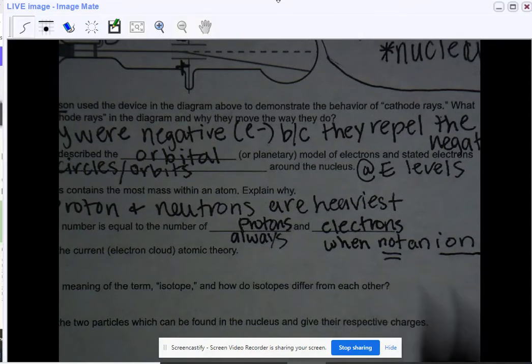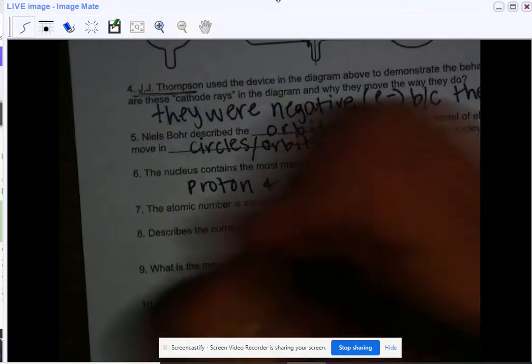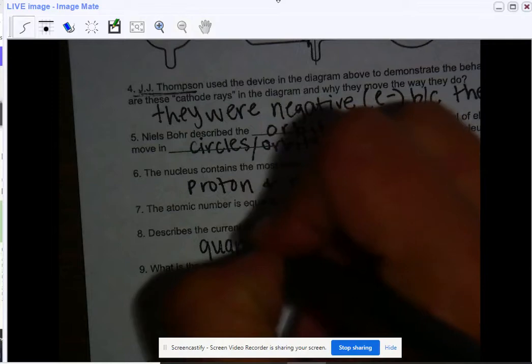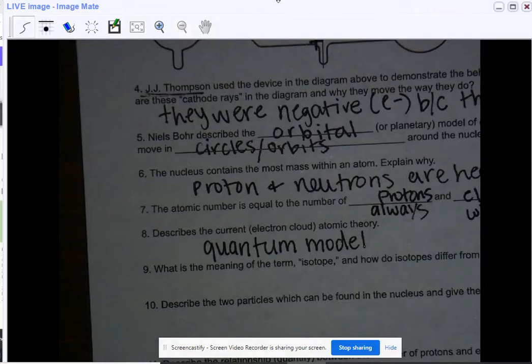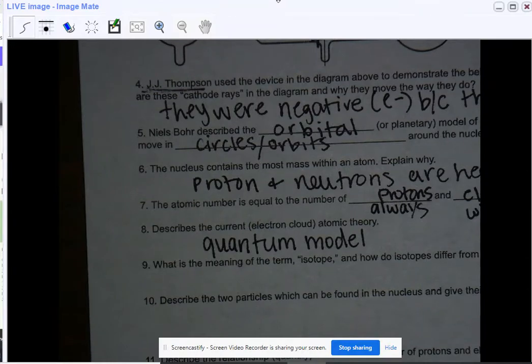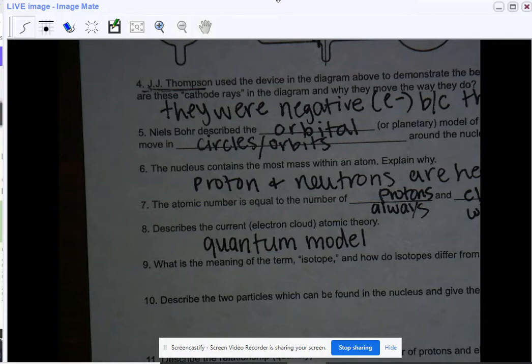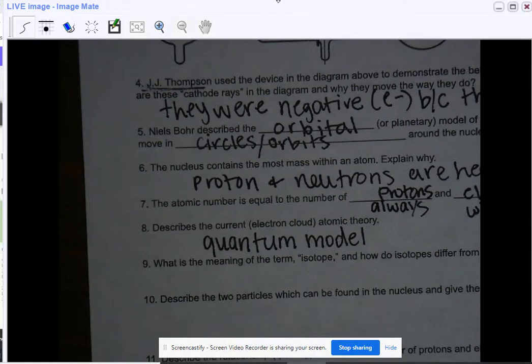Number 8. Describe the current electron cloud atomic theory. We are actually not going to describe it, but please put the word quantum. Quantum model, because you might see that word tomorrow. I did my best to change it always to cloud, because that's how we learned it, but if you happen to accidentally see quantum, that's what we're talking about. Verbally, I'll just tell you the quantum model or the electron cloud model takes it out of those orbits. They're still at energy levels, but they're very sporadic, and it's an organized chaos in that electron cloud. They're just constantly moving.